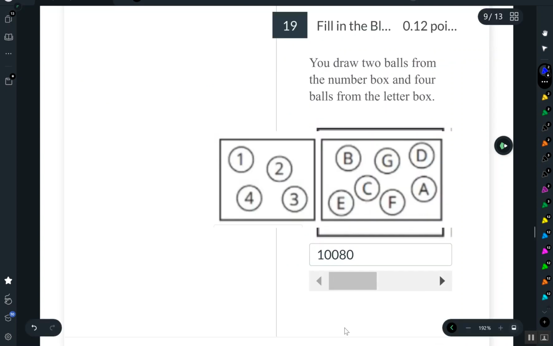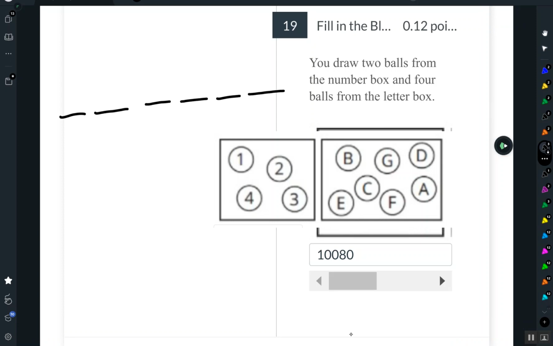Okay, so for number 19, you have to draw 2 balls from the number box and 4 balls from the letter box, and we're trying to figure out how many ways that can happen. So think about how many ways you're going to draw something. So 1, 2 from the number box, 1, 2, 3, 4 from the letter box. So that's like 6 things. How many numbers are there?